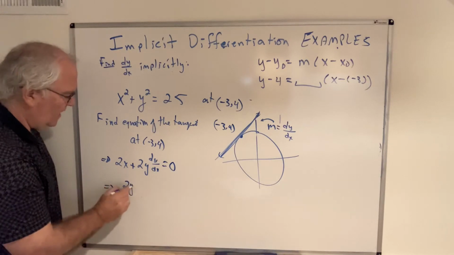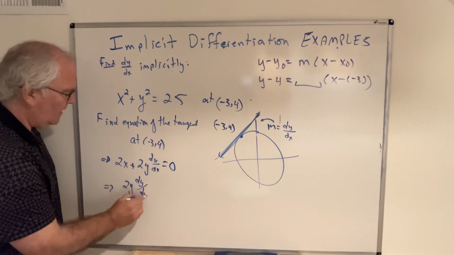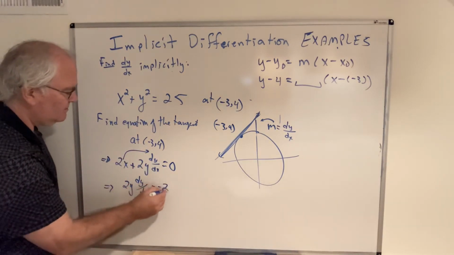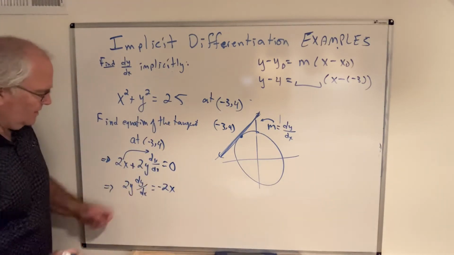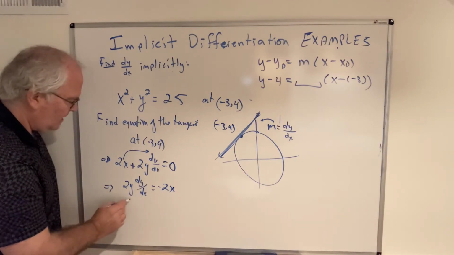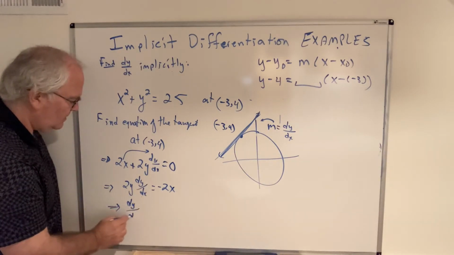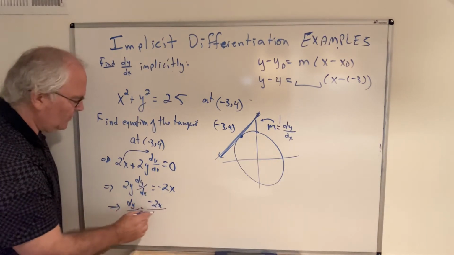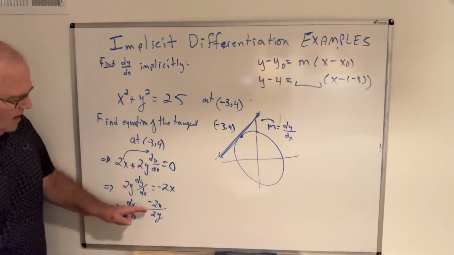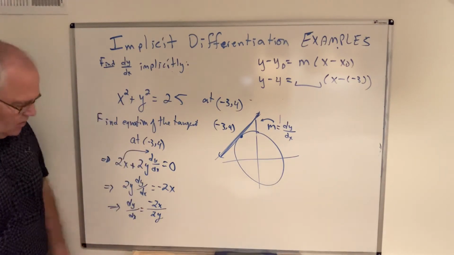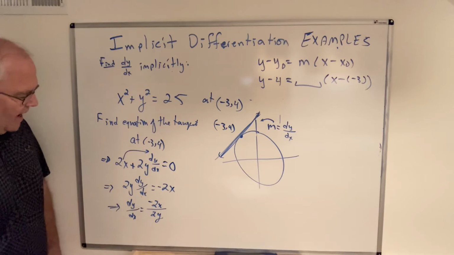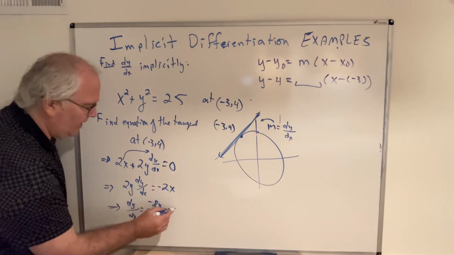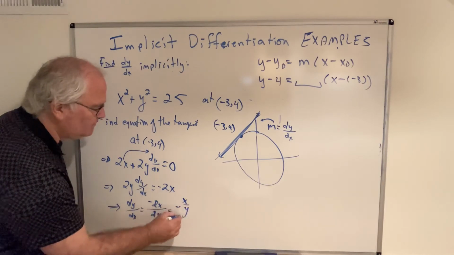So 2y dy/dx stays on the left-hand side. This has to move to the right-hand side. Divide out the 2y. So dy/dx is given by negative 2x over 2y. You may or may not, as is your desire, cancel the 2's. Let's suppose we do cancel the 2's. So what we end up with is negative x over y.